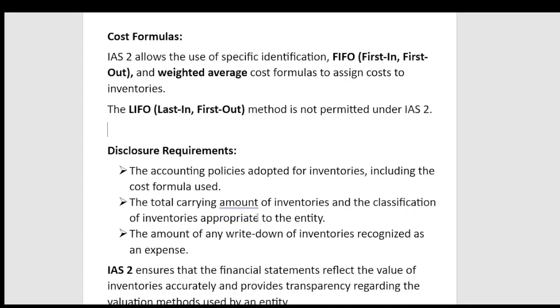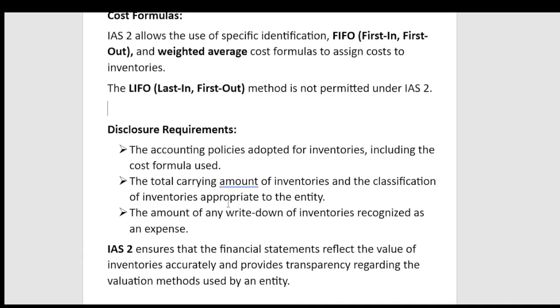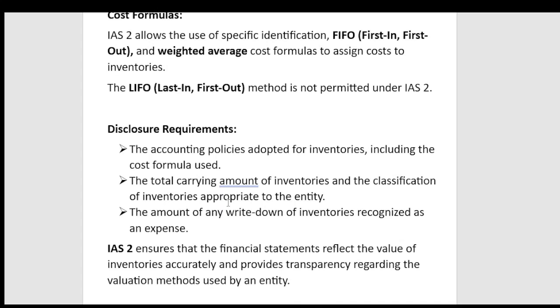Now, the total carrying amount of inventory and the classification of each inventory appropriate to the entity. You have to state the total amount of the inventory. These are the things you disclose. The amount of any write-down of inventory recognized as what? Expenses. There are some amounts you recognize as expenses. So this also should be disclosed.